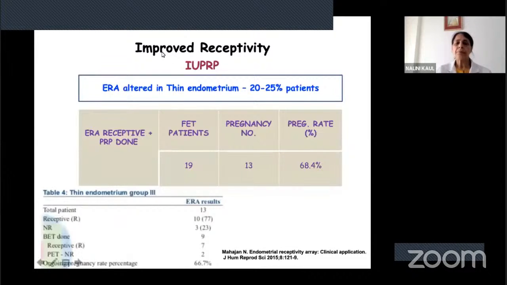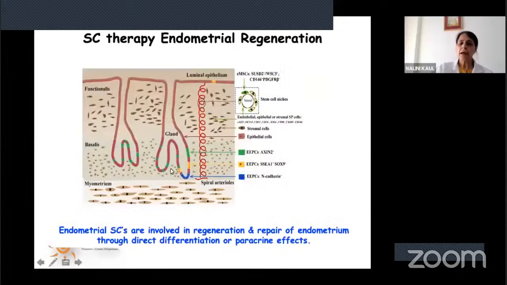Now, in our own setup, we have looked at endometrial receptivity, improving endometrial receptivity with IUPRP, because we find that the receptivity in thin endometrium is altered in only 20 to 25% of patients, just like in other RIF patients. So nothing exceptional there. What we found was, when we added PRP to these patients who had a receptive endometrium by ERA, the pregnancy rate shot up to 68.4%. So this suggests that PRP is definitely doing something to the receptivity. The growth factors are adding on to the effect.